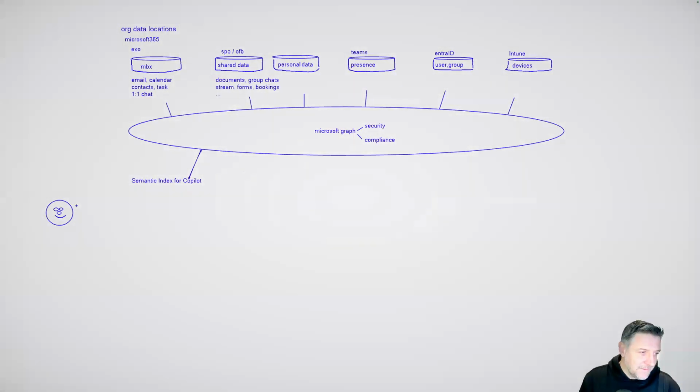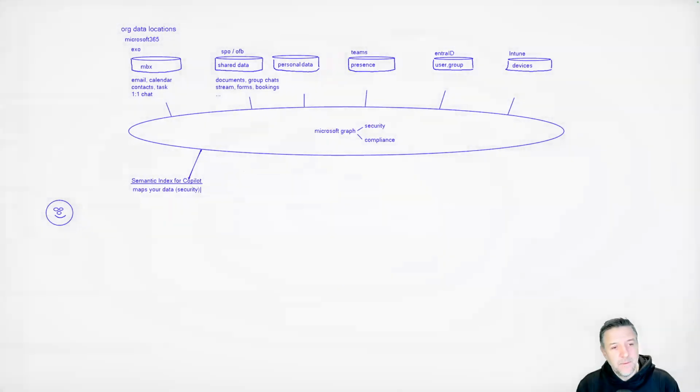But that is actually not the only thing. If we look at the role of the semantic index in Copilot, then what we'll notice is that it will map your data, basically. That data is based on security. Security is being taken into account. The levels of access are being taken into account. What data do I have access to in the first place?